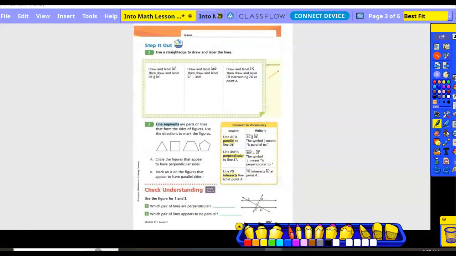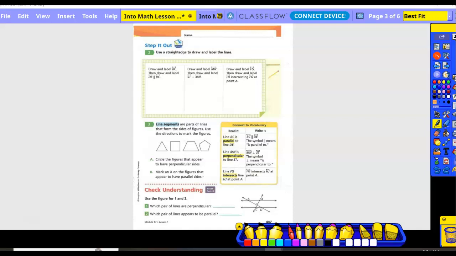Okay, so step it out. Number 2, use a straight edge to draw and label the lines. Okay, so we're going to need rulers for this. Of course I don't have a ruler, so I'm going to draw my best, but you guys do. So draw and label line BC.